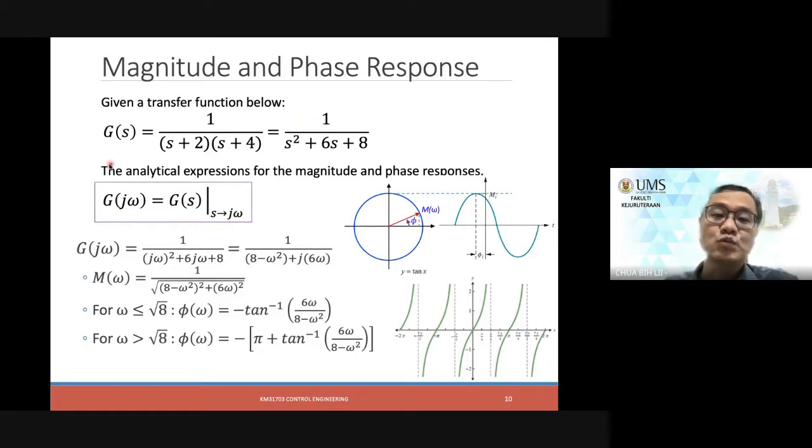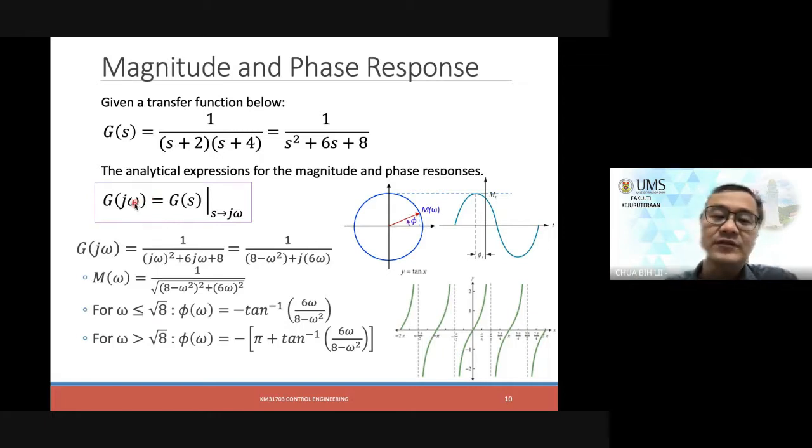As we would see again, any transfer function can be given by, for example, 1 over (s plus 2)(s plus 4). When we separate them, we will get this form. Then we can represent this form in the magnitude and phase response format. Instead of s, we put it in the frequency form, j omega. So now the things will keep repeating.